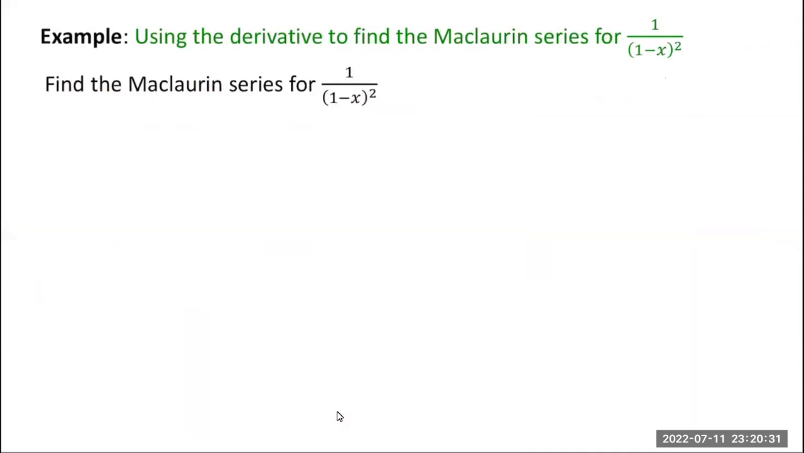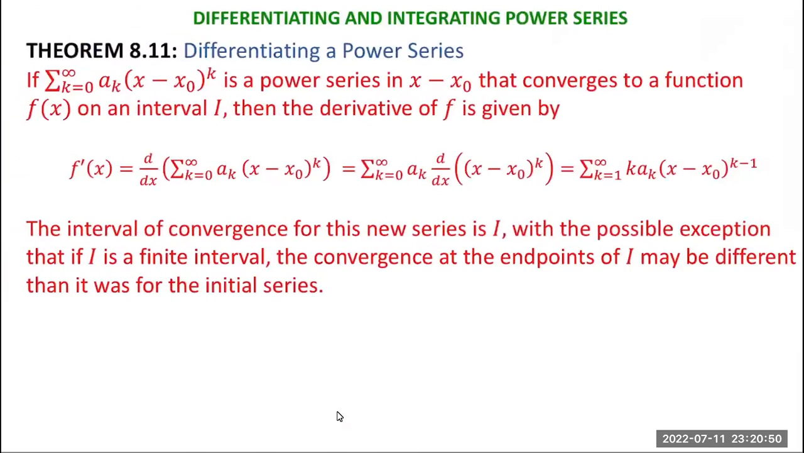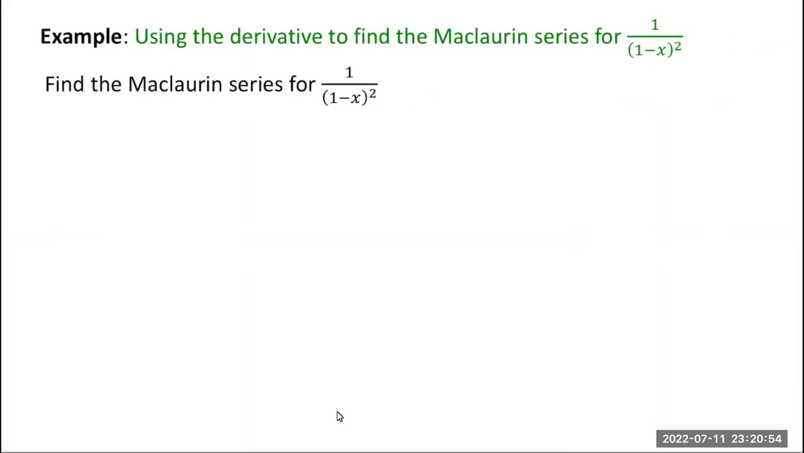All right, to understand this theorem, let's go over an example. Here is the example that I want to look at: using the derivative to find the Maclaurin series for 1 over (1 minus x) squared. Okay, how do we use derivatives? Or in other words, how do we use this theorem to find the Maclaurin series for this particular function?